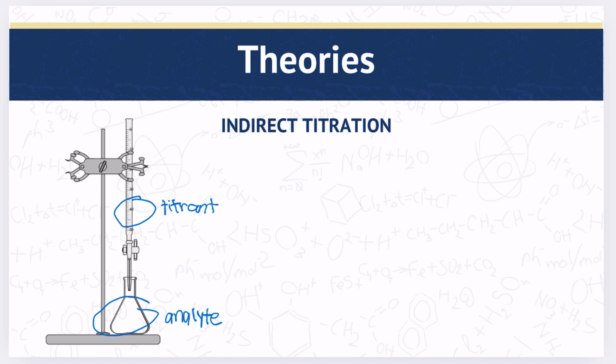And so what happens? You react your titrant with your analyte until a point where the amount of moles of titrant you add causes all your analyte to be consumed. So what do I mean by this? So let's say, for example, your analyte is acetic acid. So that's CH3COOH. And your titrant is NaOH. Your goal is to determine the amount of acetic acid in your solution. And you know the concentration of your sodium hydroxide.